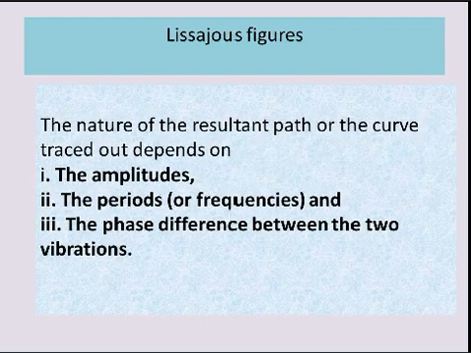So the nature of the resultant path or the curve traced out depends, first on the amplitude, second on the period or the frequencies, and the third is the phase difference between the two vibrations. You should remember these 3 points are very important before the formation of a Lissajous figure. First is the amplitudes, second is the period or the frequency, and the third is the phase difference between the two vibrations; they determine what kind of curve you are going to obtain.